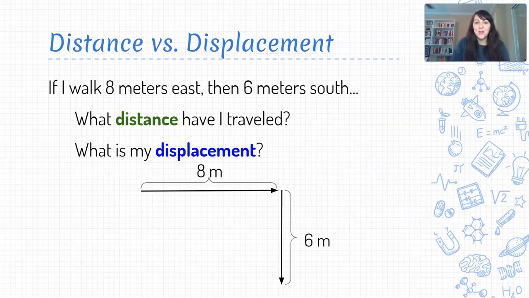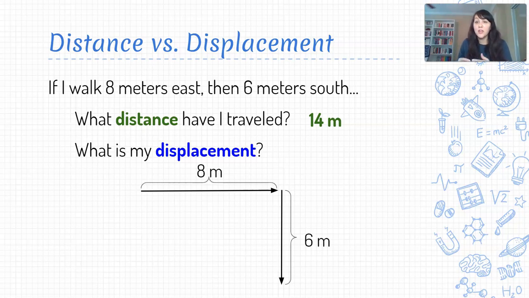Let's mix it up a little bit more. I'm still walking 8 meters to the east, and then I pivot. I make a quick turn there and go 6 meters to the south. What distance have I traveled? Yeah, it's still just 14 meters. I mean, it's not changing. I'm still walking a total of 14 meters. But my displacement, that's a little bit trickier here.